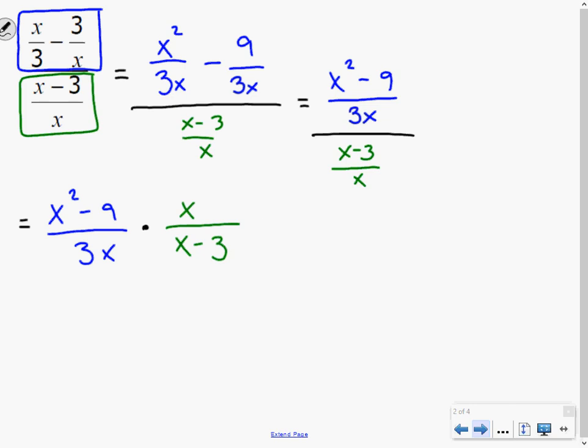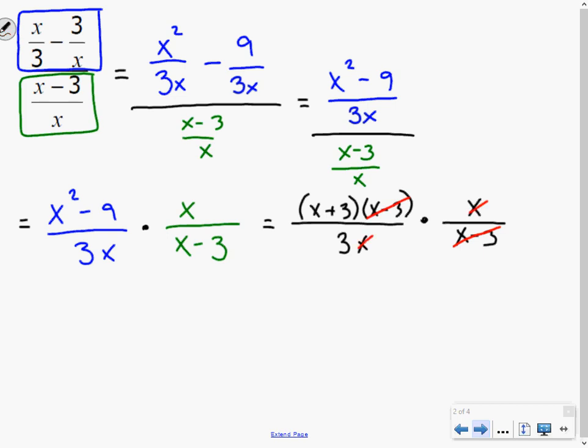Let's factor and start canceling out common factors. So in my first expression there, I have a difference of squares, which factors into x plus 3 times x minus 3. Nothing to do in the denominator. And then the entire expression over here on the right, there's nothing that we can factor. So we can cancel out a common factor of x minus 3. We can also cancel out a common factor of x.